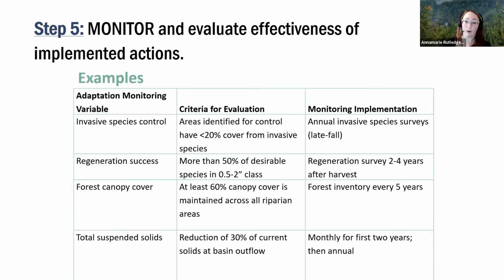And then another one, forest canopy cover. The criteria for evaluation is maintaining at least 60% cover across all riparian areas. And the implementation is a forest inventory every 5 years.